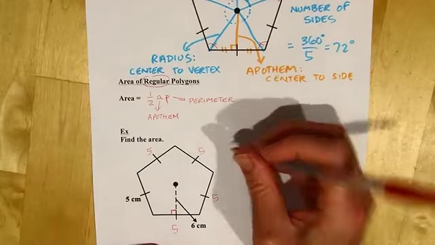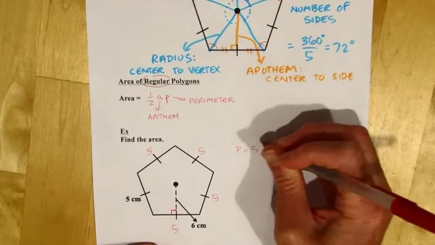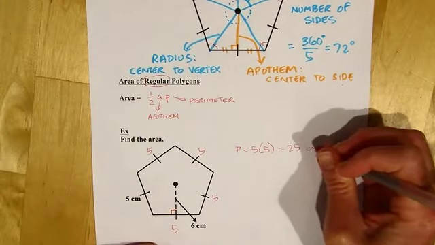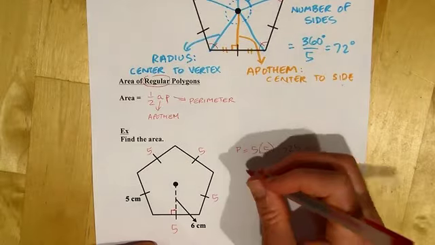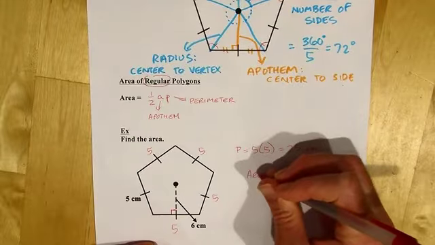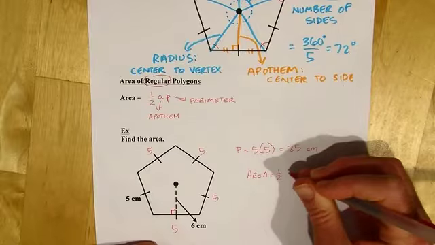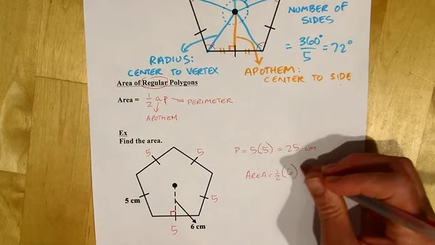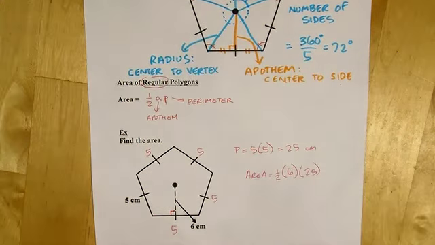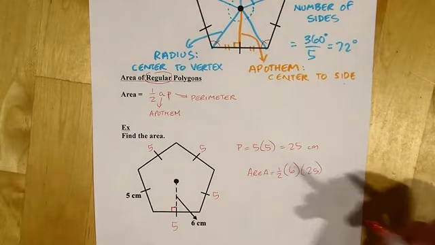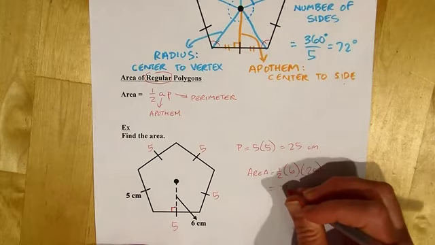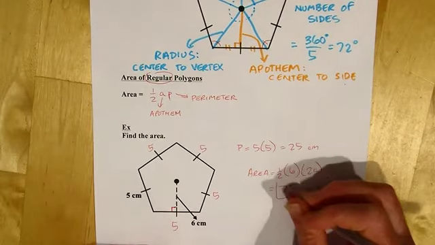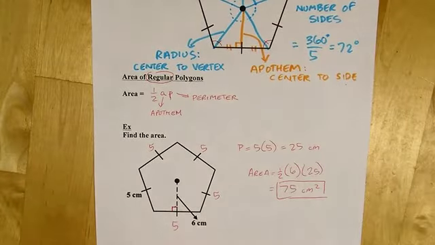So since these are all congruent, I can find the perimeter really quickly. So the perimeter, it's a pentagon again, so there's going to be 5 sides where all of them are 5 centimeters. So the perimeter is going to be 25 centimeters. Okay. So then using the formula, my area is going to equal 1/2 of the apothem, which is 6, and the perimeter, which I just figured out, is 25. So I've got 1/2 of 6 times 25. That would be 3 times 25, which is 75. And again, this is square centimeters because we're dealing with area. Okay.